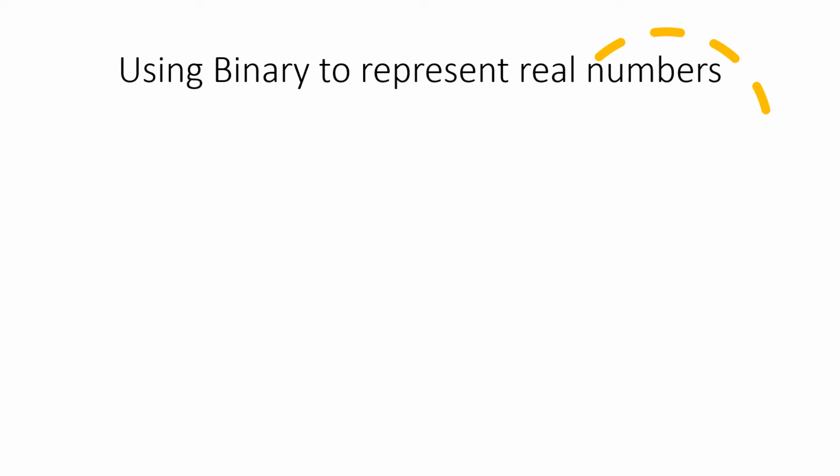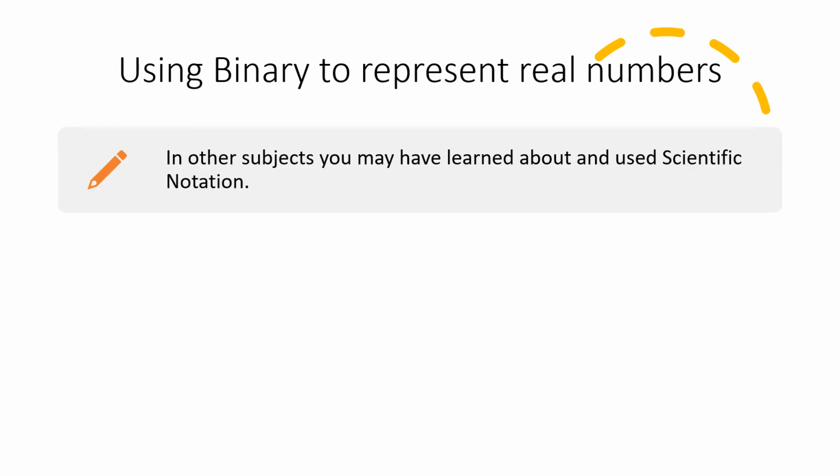So first off, we're going to talk about using binary to represent real numbers. Previously, in the last lesson, we were looking at using binary to represent whole numbers, converting positive values between 0 and 255 using 8-bit binary. So, when we're talking about real numbers, we're talking about values that have decimals in them.